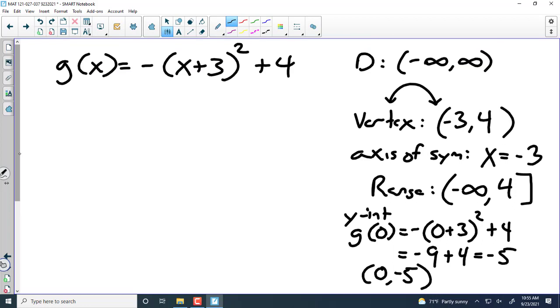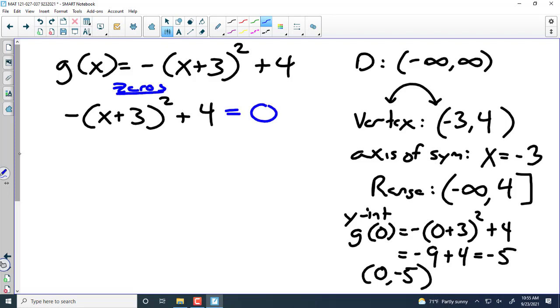So what don't we have yet that's usually the hardest thing to find? X-intercepts. Okay, now watch this, everyone. This is a trick. Would everyone agree that the way we usually find the zeros is we set the equation equal to 0 to start? And that's exactly what we're going to do, everyone. And here's what we're going to do.